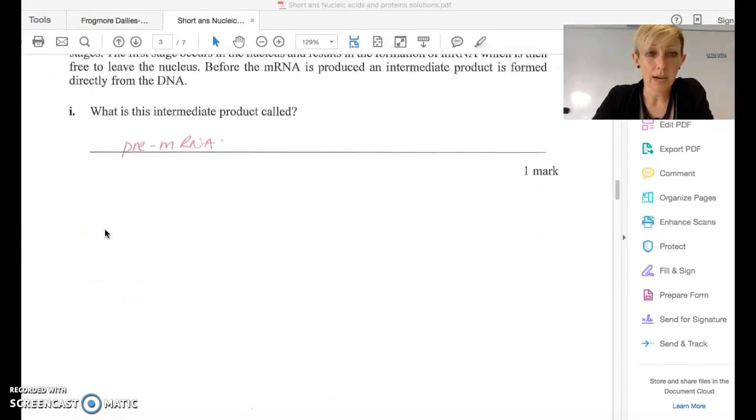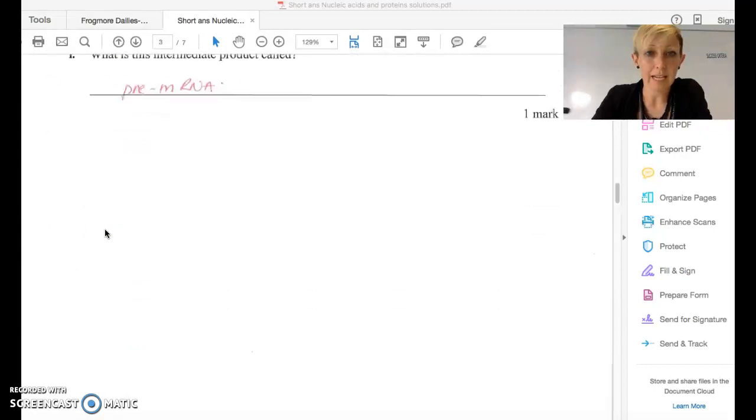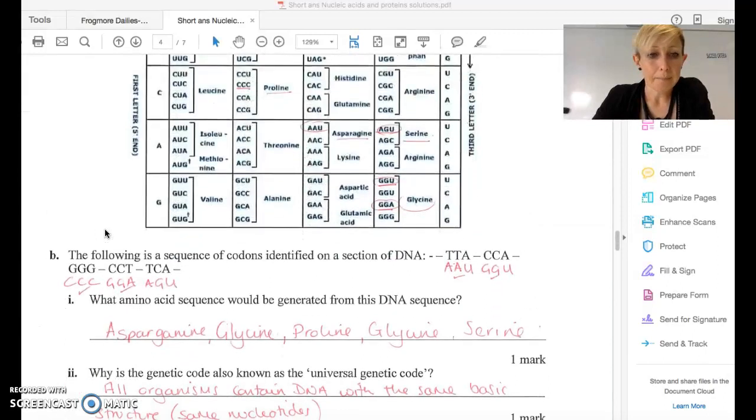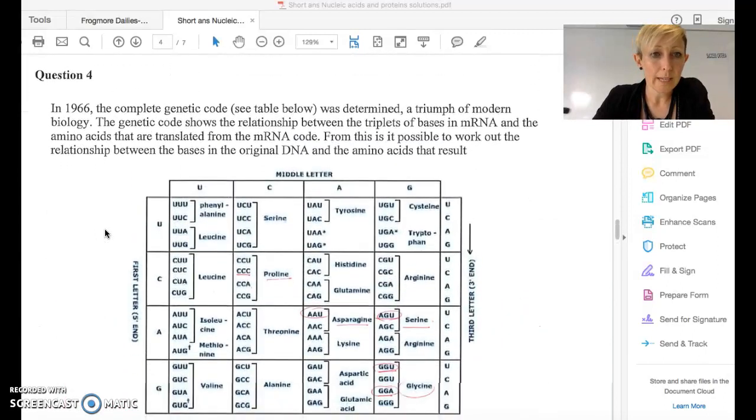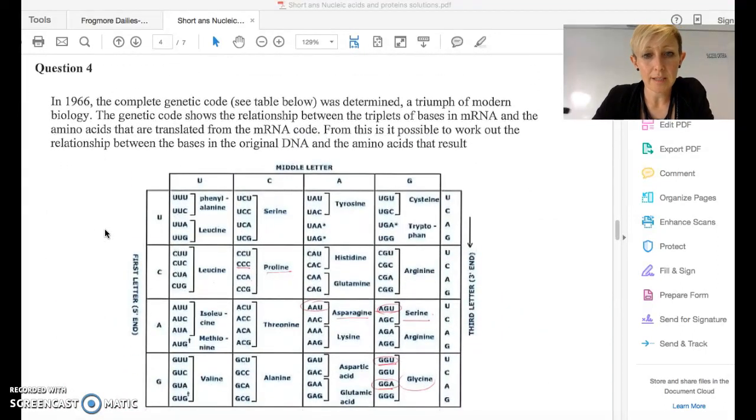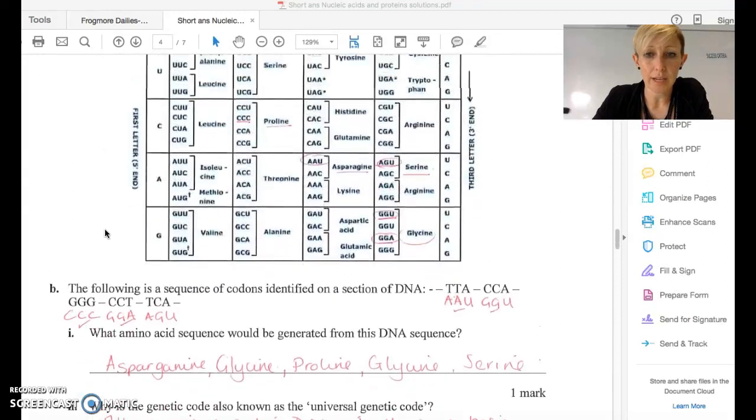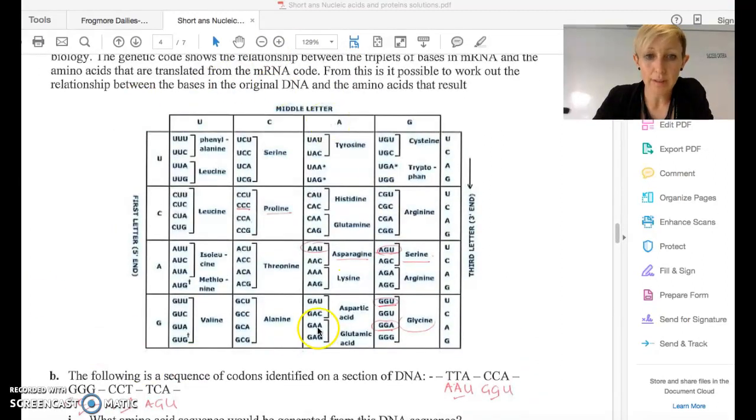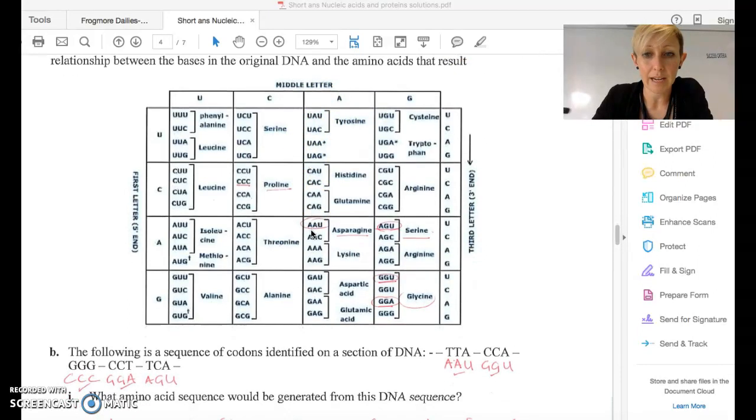Question 3, giveaway mark: pre-mRNA. Question 4 here was a skills test to see if you could read the codon table. So know that these are always codons, even if it doesn't tell you. They're clearly not DNA sequences because there are uracils in there, and it's not tRNA, it's messenger RNA codons.